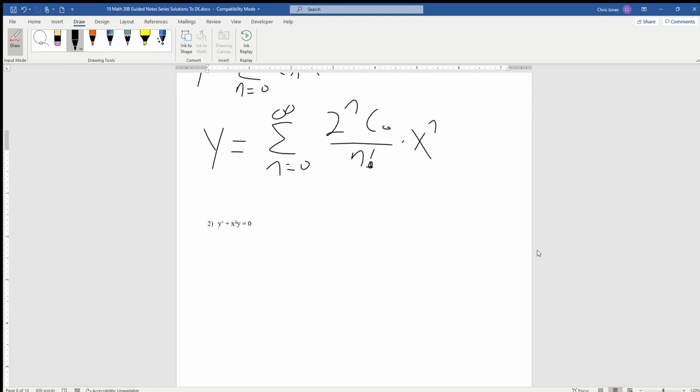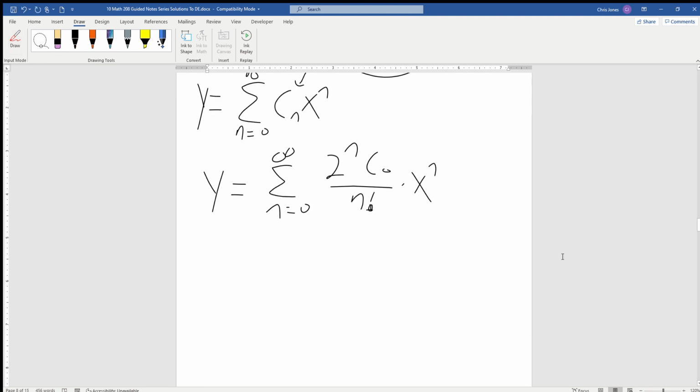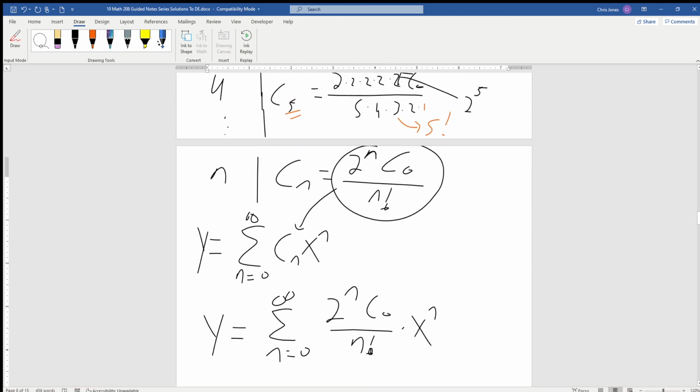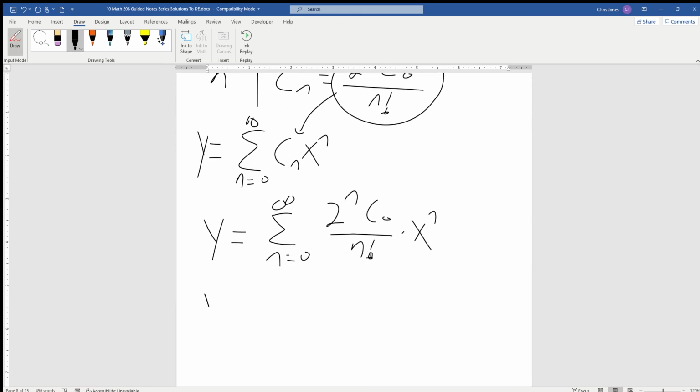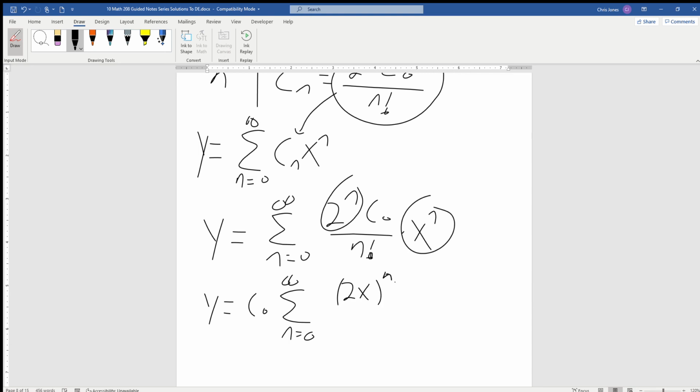Another way to write this is to factor the c naught out, because that's just a constant. Series n equals 0 to infinity, and notice we have a 2 to the n and an x to the n, so we can write that as 2x to the n over n factorial. All right, so that's our series solution.